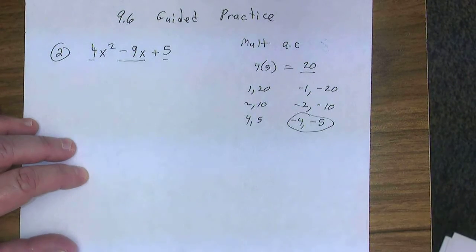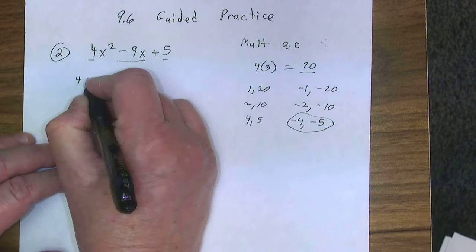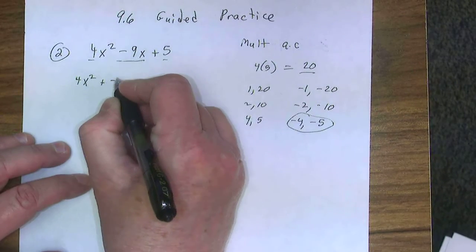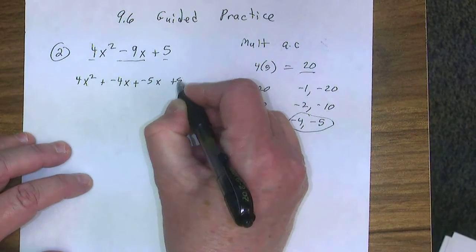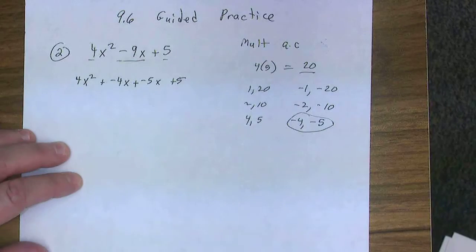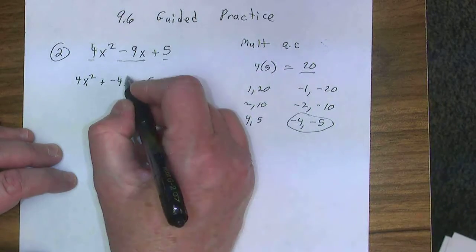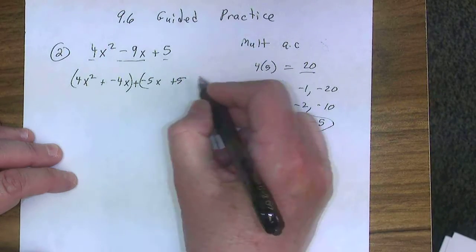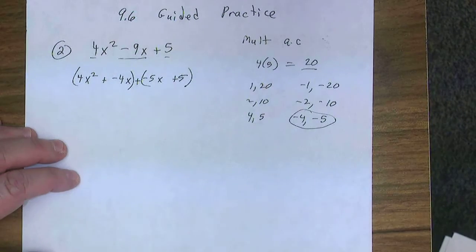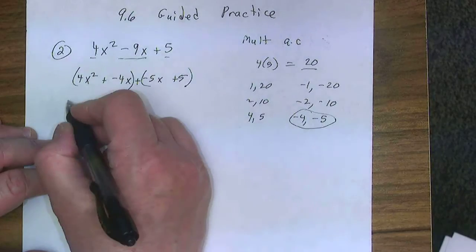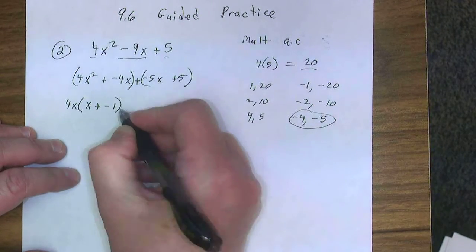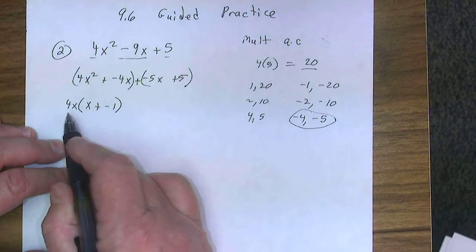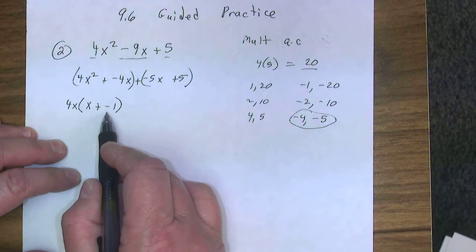So I break the negative 9 down to negative 4x plus negative 5x plus 5. Then I pair those together so I can factor out a common factor. These have a 4x, leaving me x plus negative 1. Always check to make sure you did it right. 4x squared plus negative 4x.